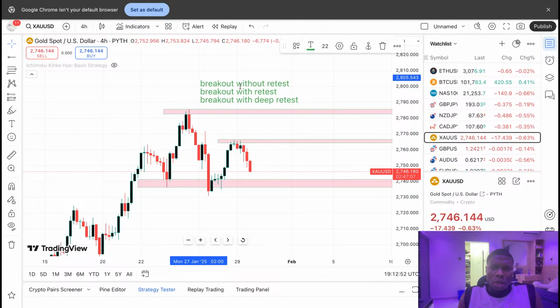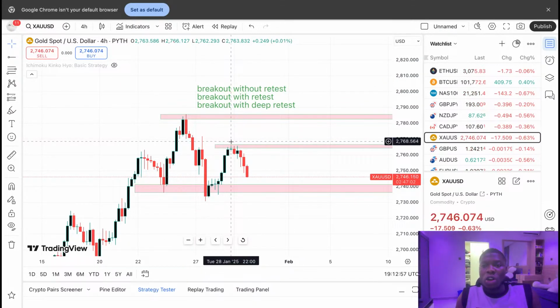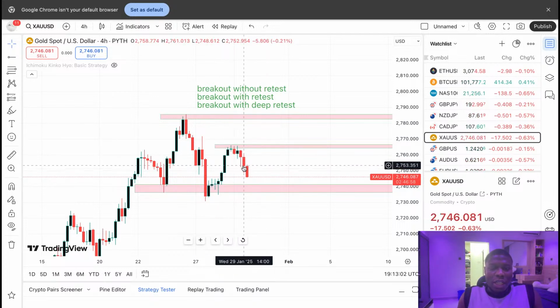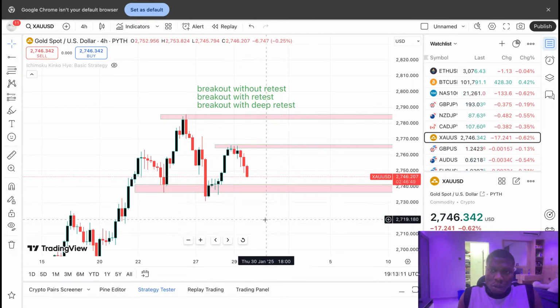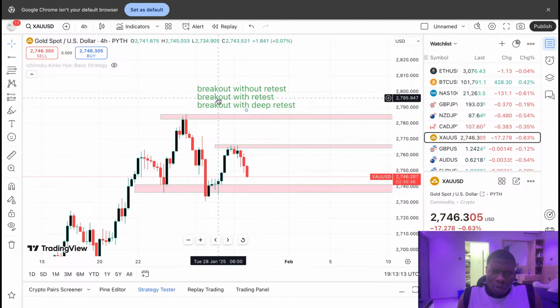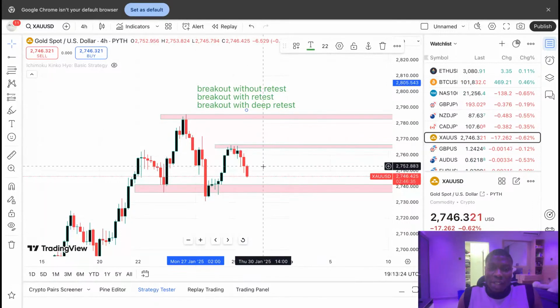Sometimes you might be waiting for a coin to retest, because that is always the surest way to trade. You might be waiting for a coin to retest and the coin will not retest. It will continue moving. It's also part of the game. So that is breakout without retest, whereby a coin will break out of its support and continue moving. Then breakout with retest. This is the surest form of trade. So this is always very clean. When there is a breakout, then there is a retest.